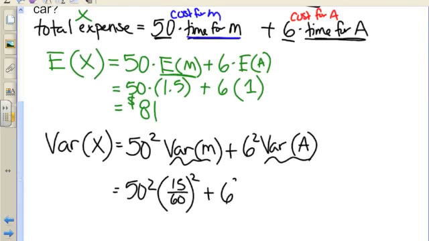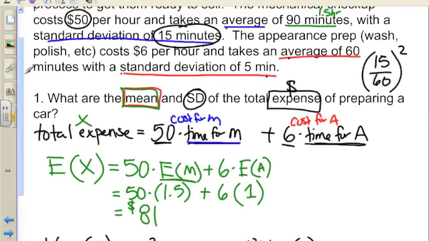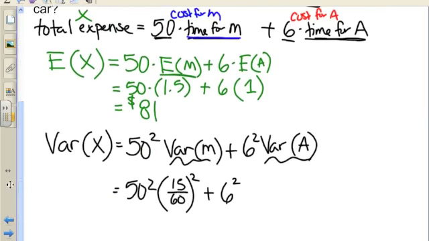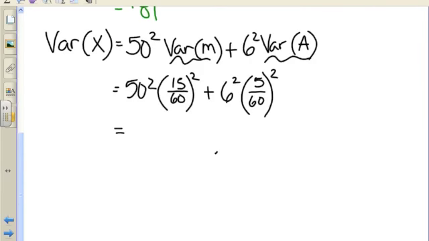Plus, I'm going to do 6 squared, and I need the variance for the appearance. So again, if I revisit my story problem, we had a standard deviation of 5 minutes. Well, 5 out of 60 gets me into hours, but that was standard deviation, so I would need to square it to get a variance. All right, so if I plug those in my calculator, I get something nice, or not so nice, like 156.5.